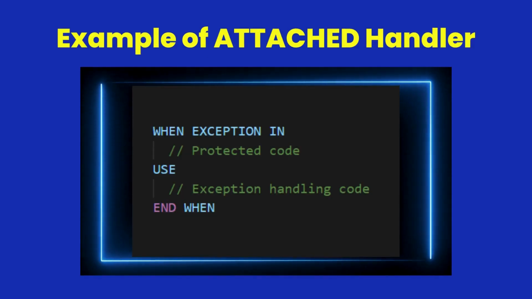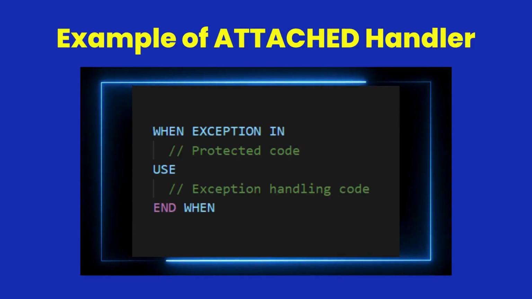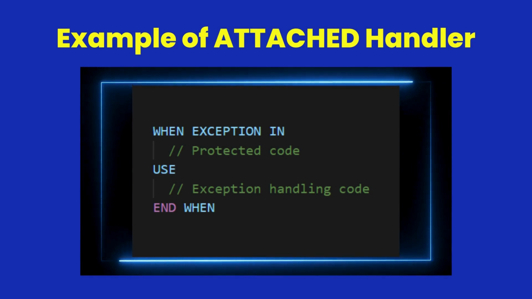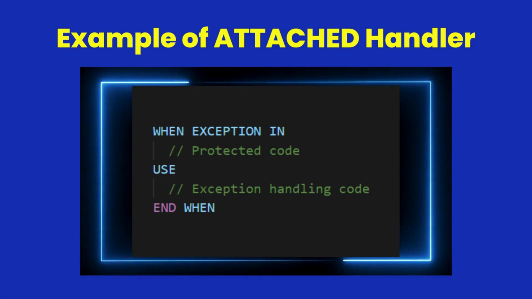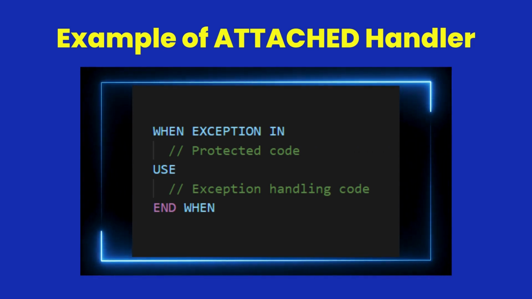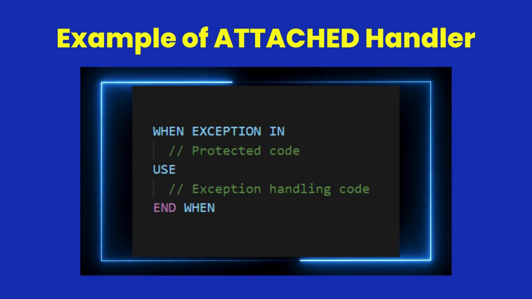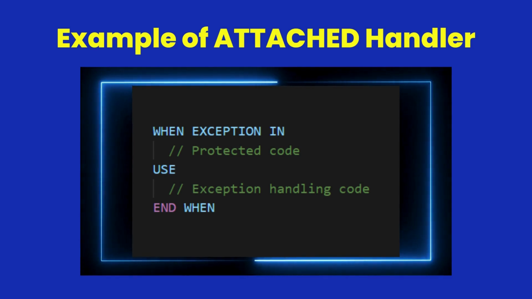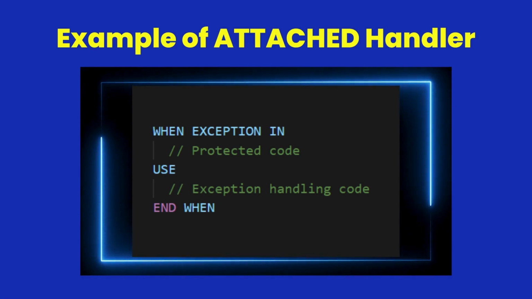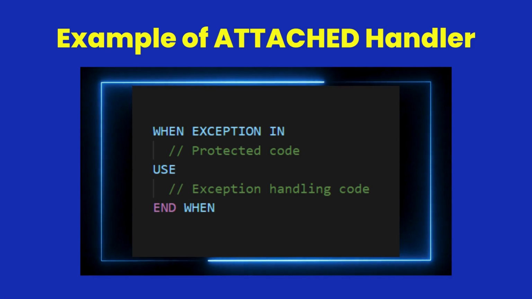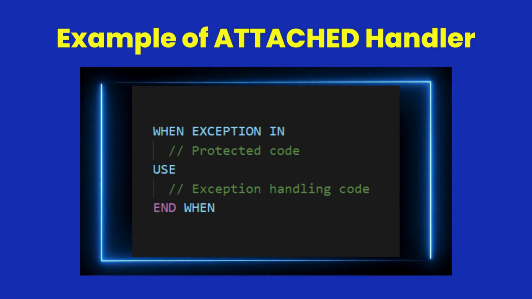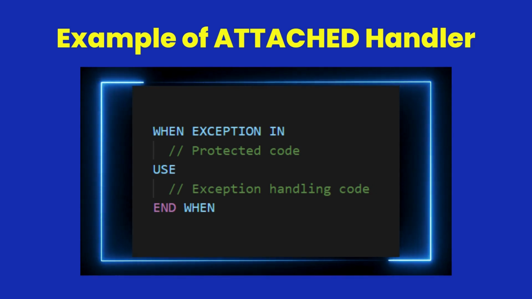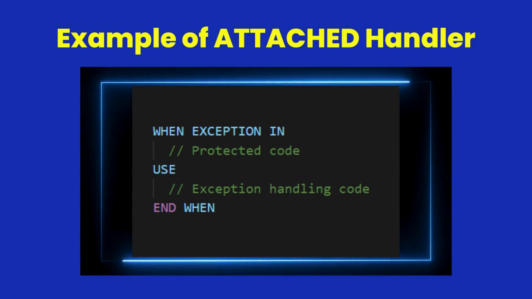Let's look at an example of using an attached handler in Sheerpower. The WHEN EXCEPTION IN block is used to protect your code. If an exception occurs within this block, the use block will handle it. Here's how it looks. In this example, WHEN EXCEPTION IN, this block contains the protected code where exceptions might occur. Use, this block handles any exceptions that are thrown within the protected code. END WHEN, this marks the end of the exception handling block. This structure helps ensure that your code can gracefully handle errors and continue executing.